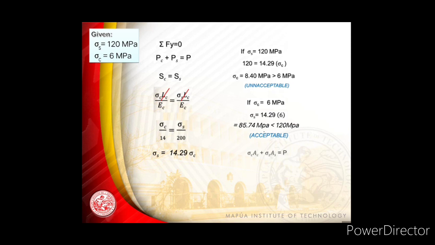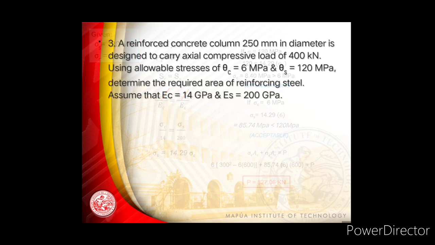And substituting in your equilibrium equation, you have the stress of concrete times the area of the concrete plus the stress of steel multiplied by the area of the steel is equivalent to your total force P. Therefore, substituting the areas and stresses, we have 6 times 300 squared minus 6 times 600 plus 85.74 times 6 times 600 is equivalent to P, and you would have a result of P equivalent to 827.06 kilonewtons.